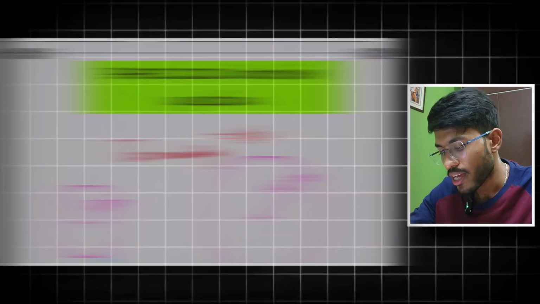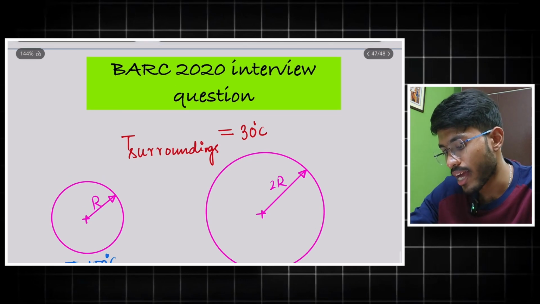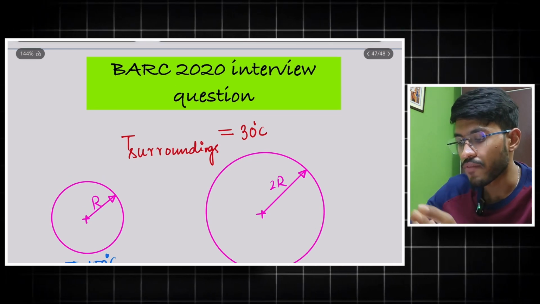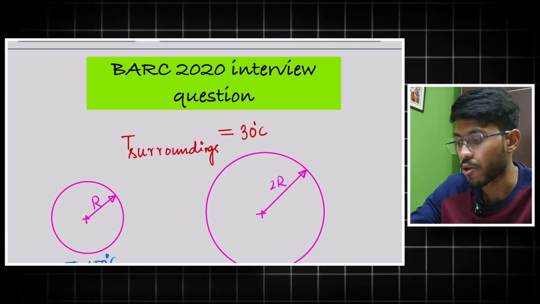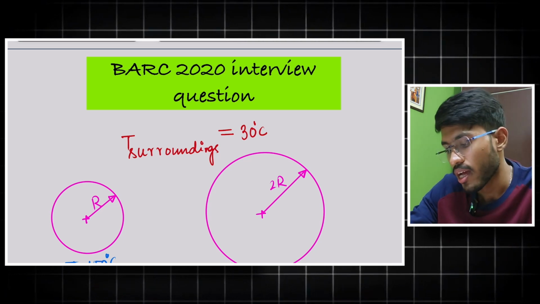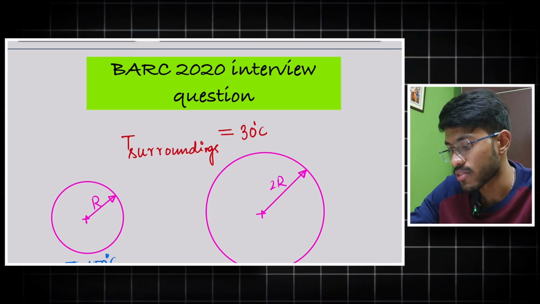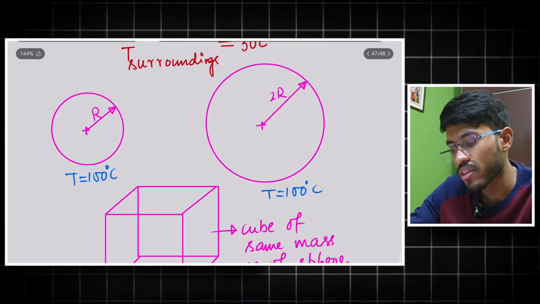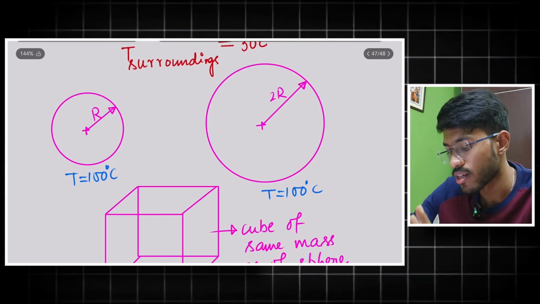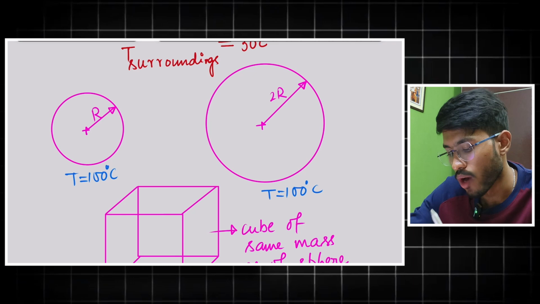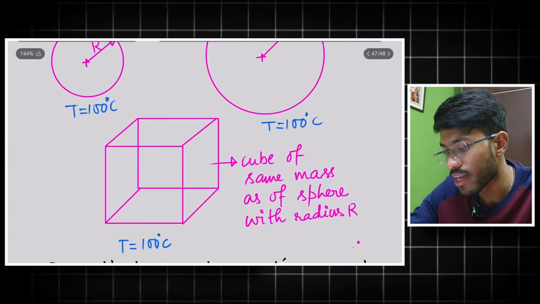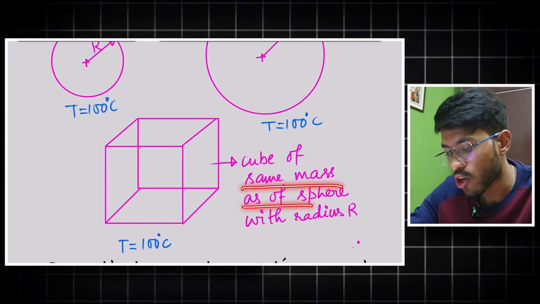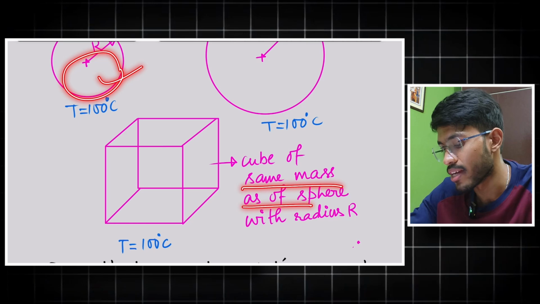So firstly, this question I actually posted a few days ago on my YouTube channel in the community post. This is a heat transfer question asked in 2020. It says that I have 3 objects: two spheres, one of radius r and another of radius 2r, and a cube having the same mass as the sphere of radius r.